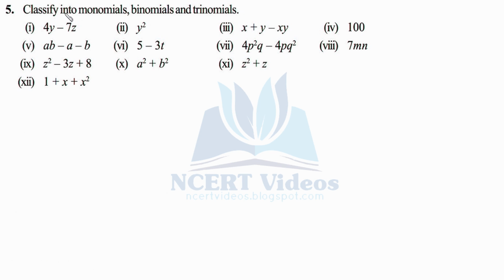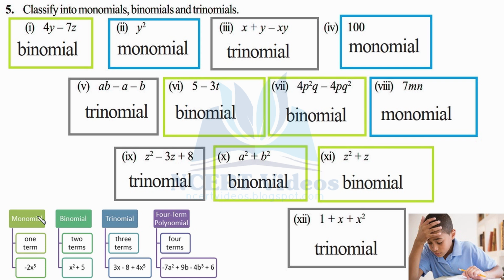Question 5th. Classify into monomials, binomials and trinomials. Monomial. A monomial is an algebraic expression containing only one term. So here we have only one term, therefore minus 2x raised to power 5 is the monomial. And what is a binomial? Having two terms. That is x square plus 5 is an example of a binomial. Trinomial means 3 terms. So these are English terms. Mono means single, bi means 2, tri means 3.